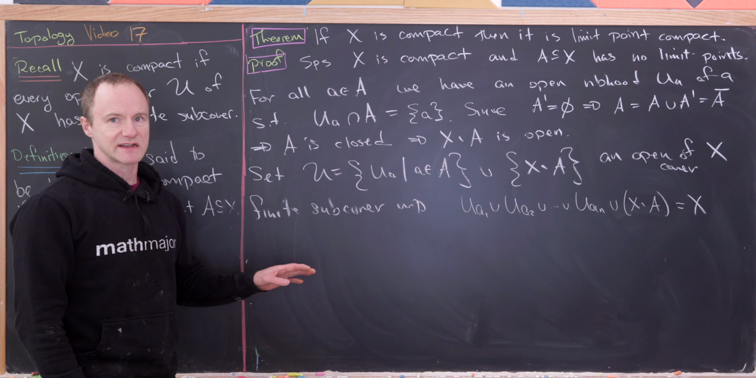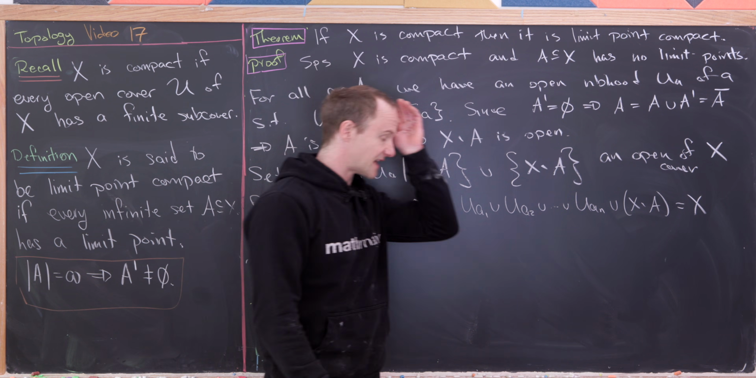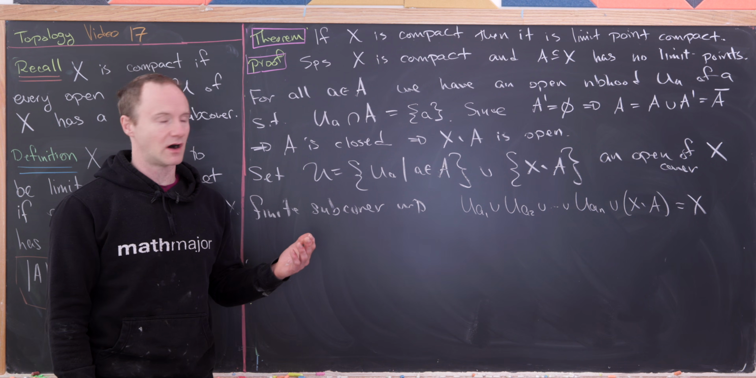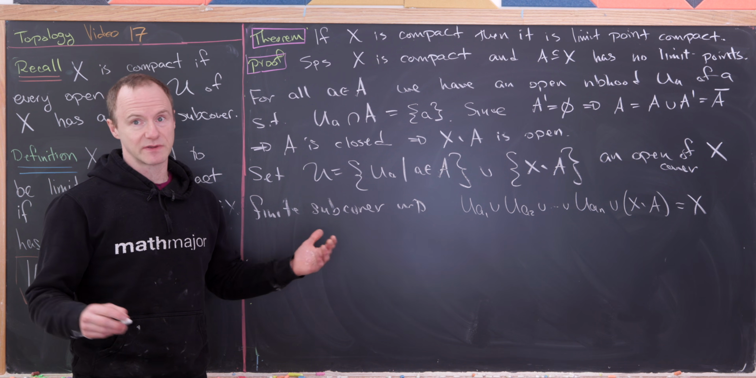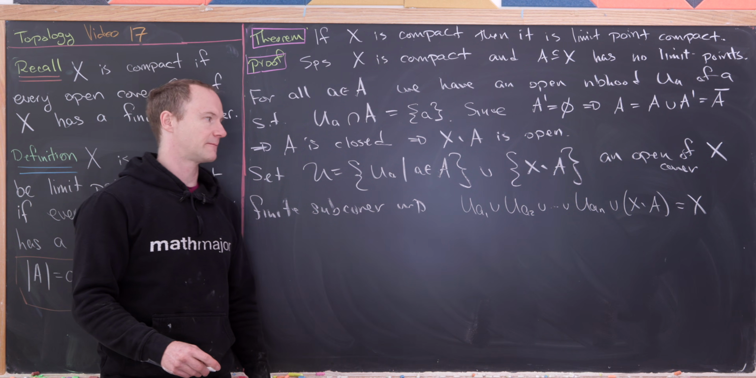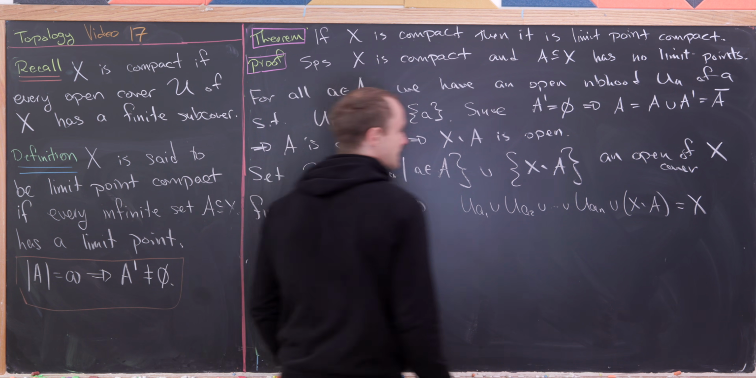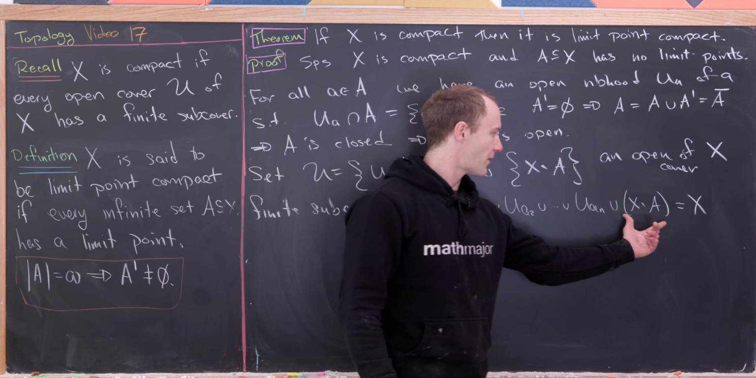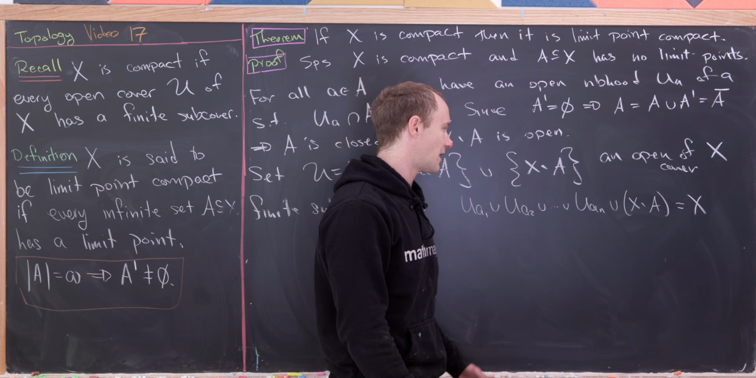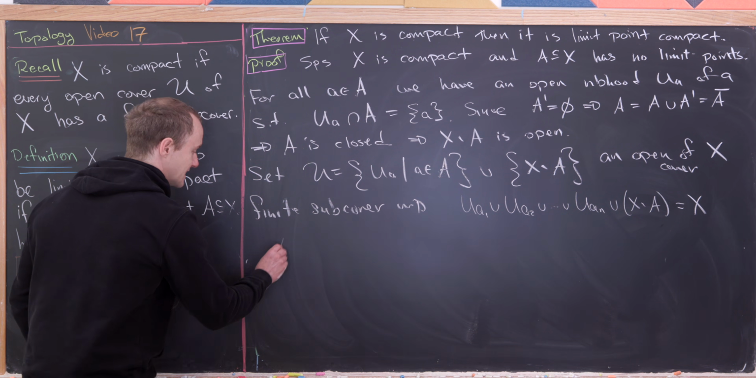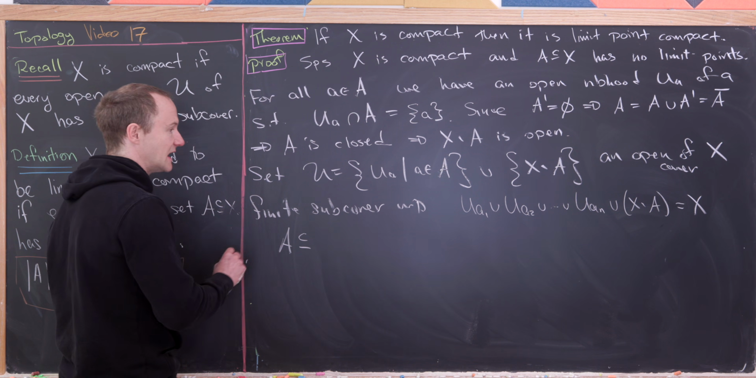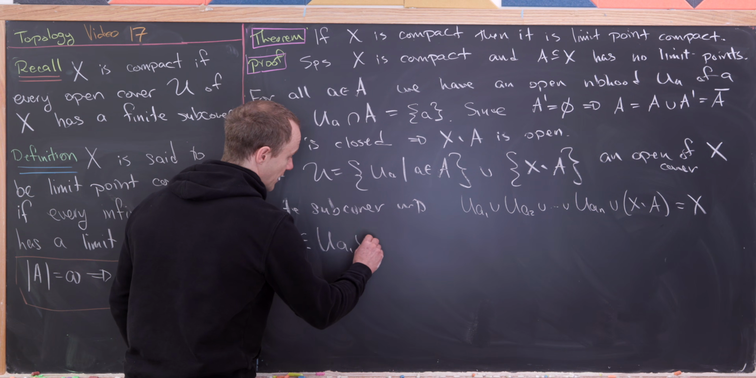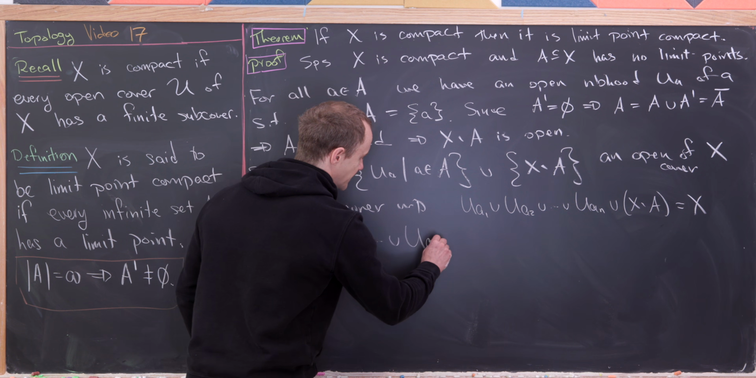Now, does this finite subcover necessarily have this X minus A? Well, no, it doesn't. But we can just union that on, and that won't change anything because it's producing the whole space anyway. But if this union is equal to X, and we pull apart this part right here, which is the complement of A, then that means that A is contained in the rest of the union, U sub A1 all the way up to U sub AN.